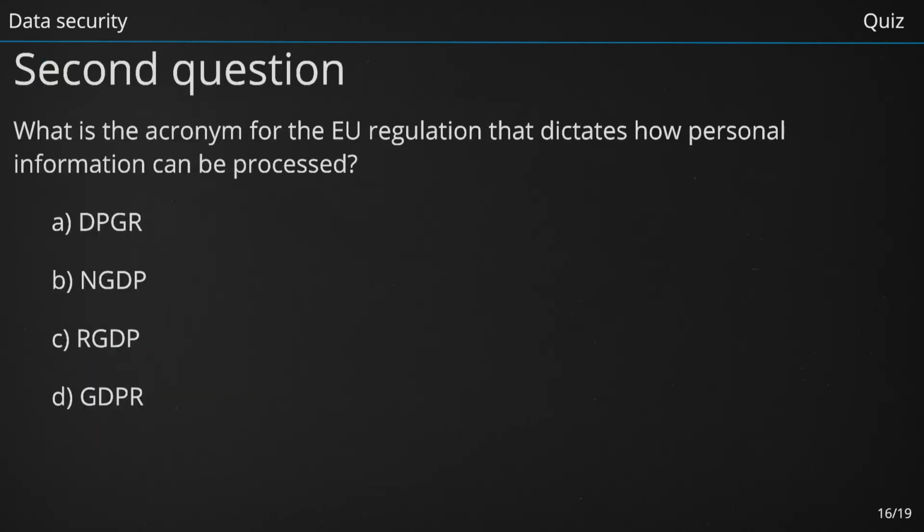What is the acronym for the EU regulation that dictates how personal information can be processed? A. DPGR. B. NGDP. C. RGDP. D. GDPR. The right answer is D, the General Data Protection Regulation, which is also known as GDPR.